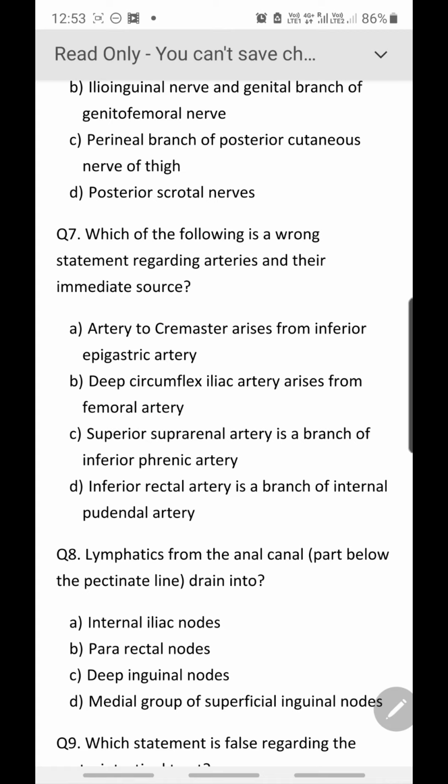Which of the following is the wrong statement regarding arteries and their immediate source? The answer, remember, is that the deep circumflex iliac artery is a branch of external iliac artery. Okay. And superficial circumflex iliac is a branch from femoral artery.